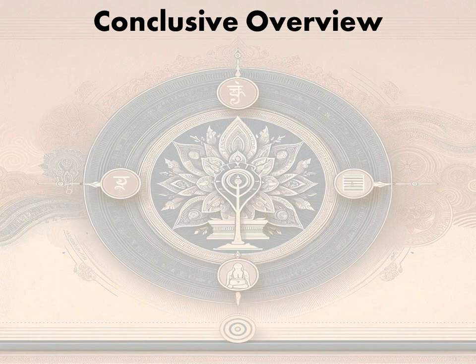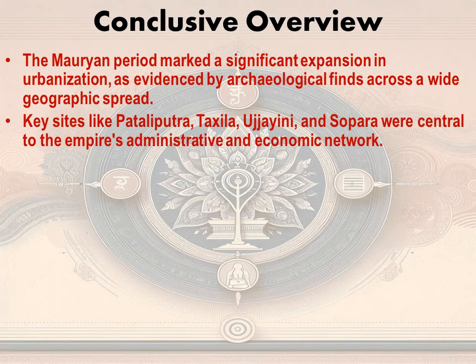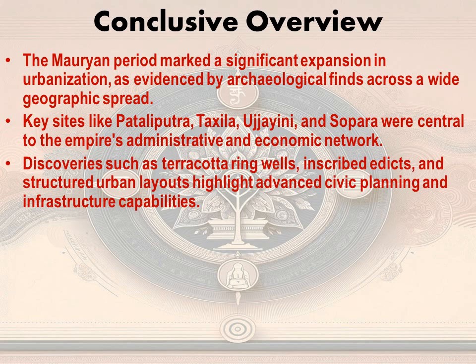Now, in conclusive overview, we are going to see a summary of the entire discussion. Mauryan period marked a significant expansion in urbanization as evidenced by archaeological findings across a wide geographic spread. Key sites like Pataliputra, Taxila, Ujjaini, and Sopara were central to the empire's administrative and economic network. Discoveries such as terracotta ring wells, inscribed edicts, and structured urban layouts highlight advanced civic planning and infrastructural capabilities of the Mauryan Empire.